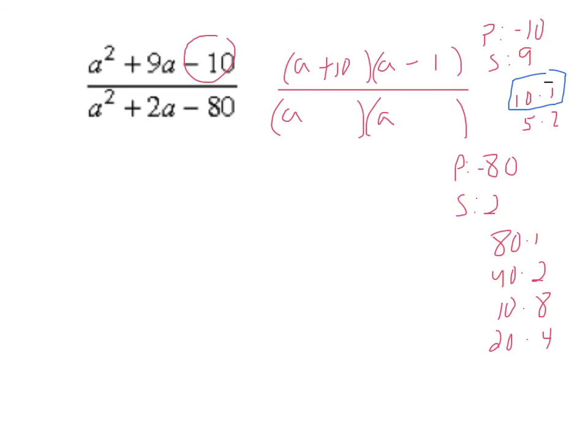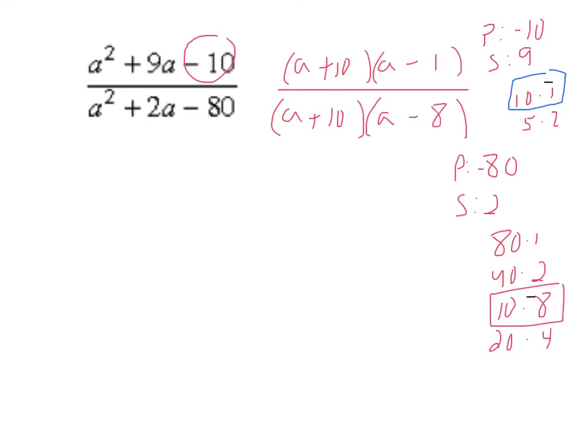So therefore, since one of them has to be negative, we're looking for two numbers that have a difference of 2, and that would be 8 and 10. We need a positive 2, so the 8 is negative. So in our factored form, we have a plus 10, and we have a minus 8.